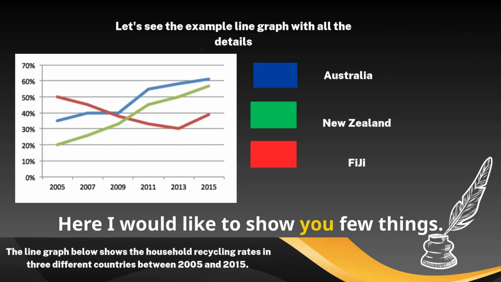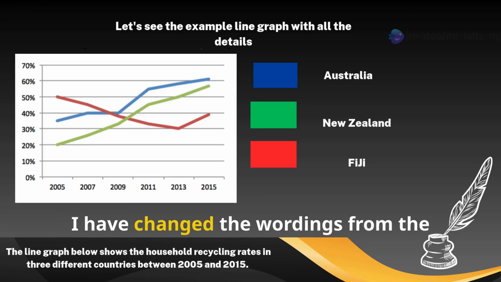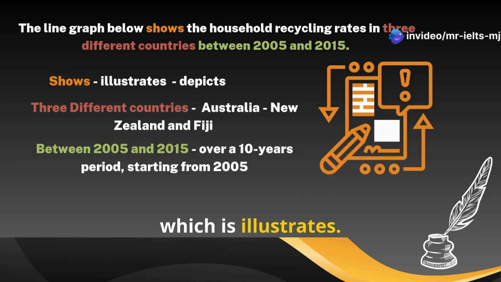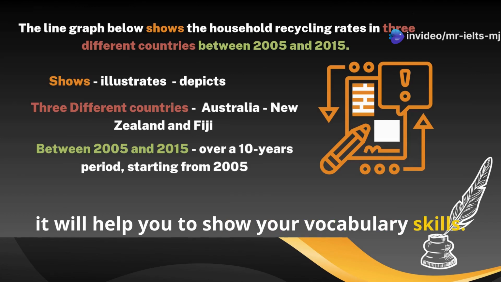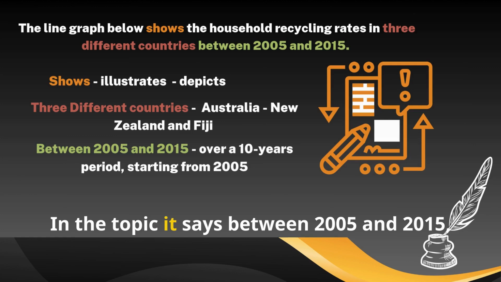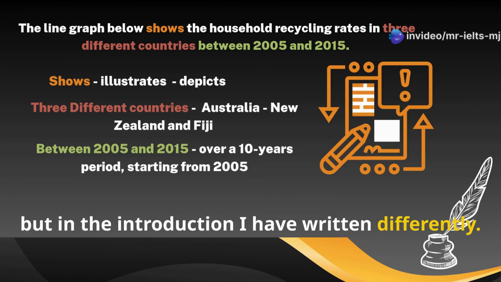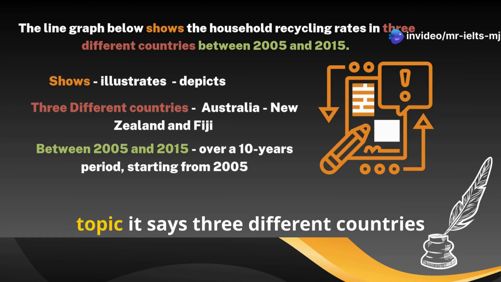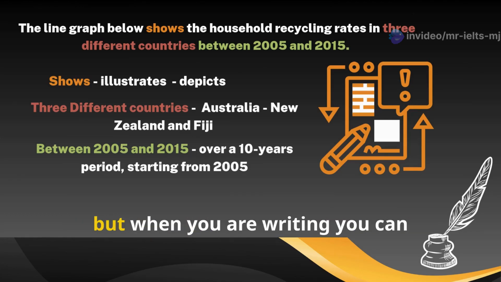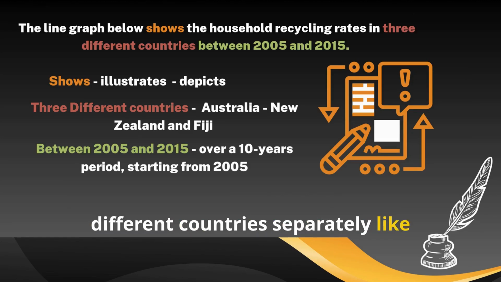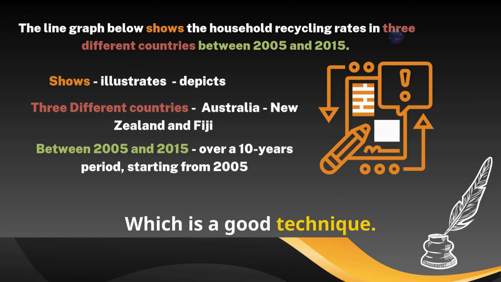Here I would like to show you a few things. Mainly I have changed the wording from the topic's word "shows" to a different word, which is "illustrates". It will help you to show your vocabulary skills. And here I have paraphrased the time duration as well. In the topic it says between 2005 and 2015, but in the introduction I have written it differently. Before I move to the next section, I want to point out one more thing. In the topic it says 3 different countries, but when you are writing you can definitely mention all the 3 different countries separately, like in the example introduction, which is a good technique.